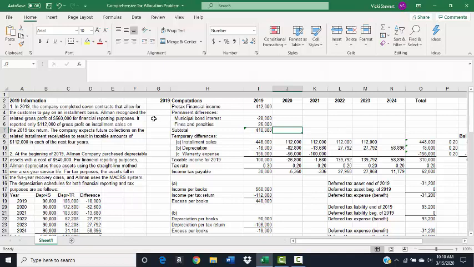So let's start out and read what the problem tells us, and then we'll go through each of those temporary differences. So this company had 7 contracts that allowed their customers to pay on an installment basis. They recognized $560,000 of gross profit for financial reporting purposes, but only reported $112,000 of gross profit on installment sales on their tax return. And the company expects the future collections on the related installment receivables to result in taxable income of $112,000 in each of the next 4 years.